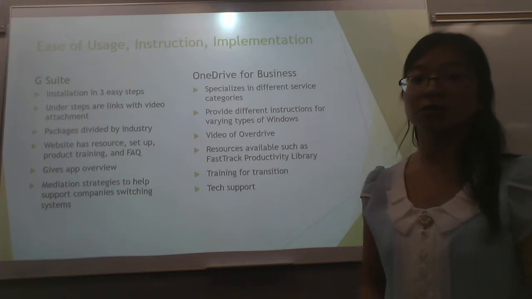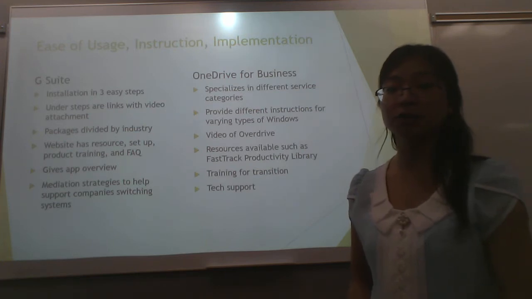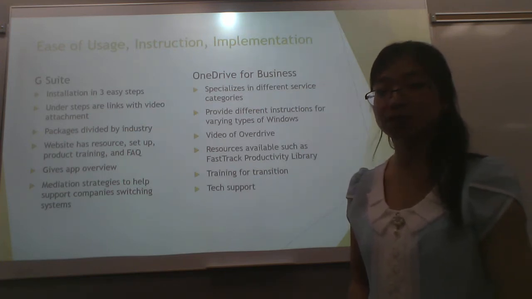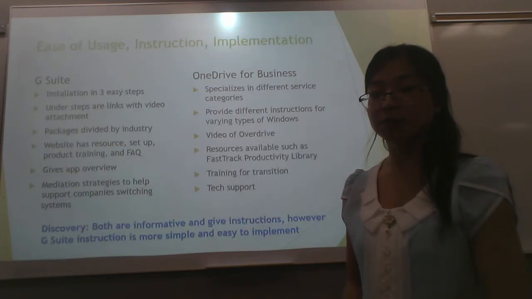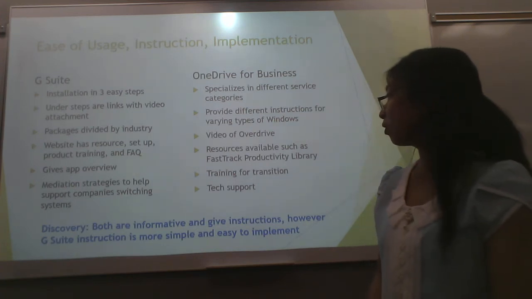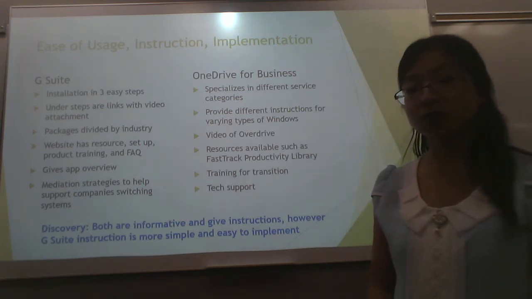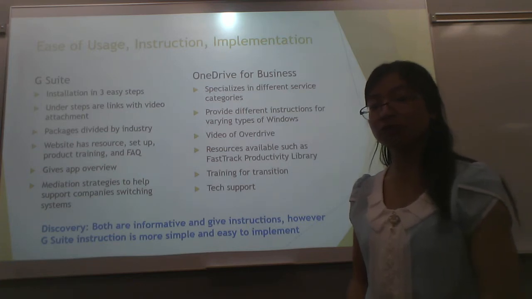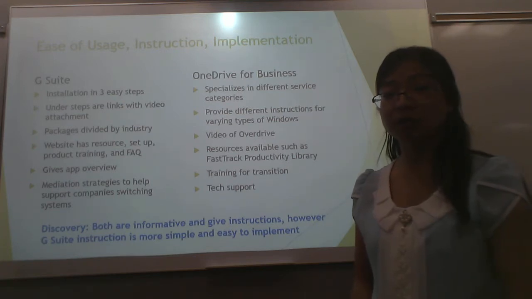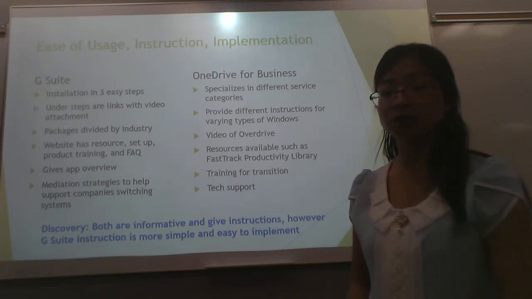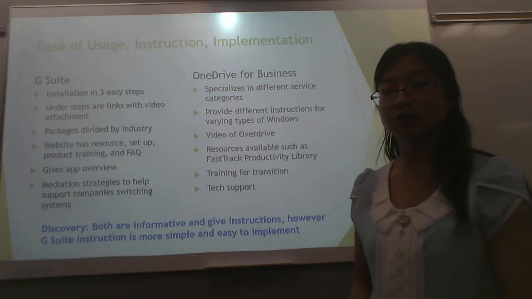Moving forward, it is important, whenever you buy or use one of these operations, to know how to use and implement them, and the instructions for using them. These are some of the G Suite and OneDrive instructions. In comparing them, we can see that both are very informative and give instructions. However, G Suite often is easier to understand. G Suite offers only 3 instructions with videos and links. OneDrive also has videos, but because of its synchronization directly onto your computer, the process of understanding and instructions is more complex.